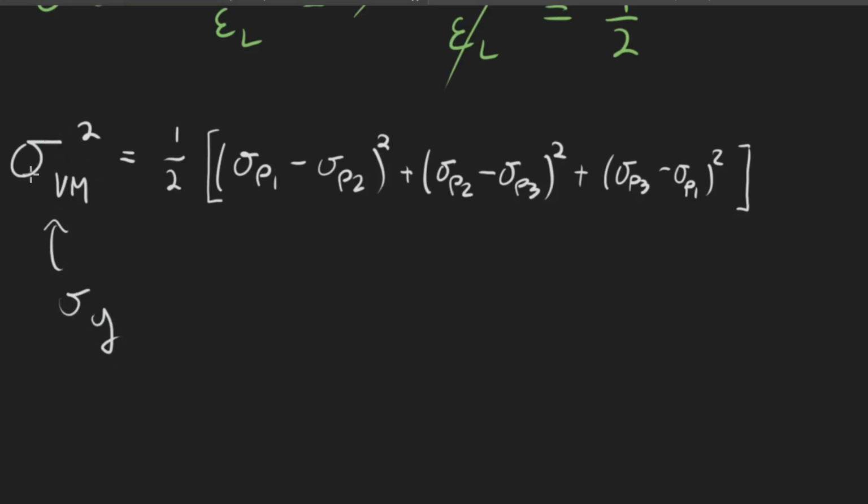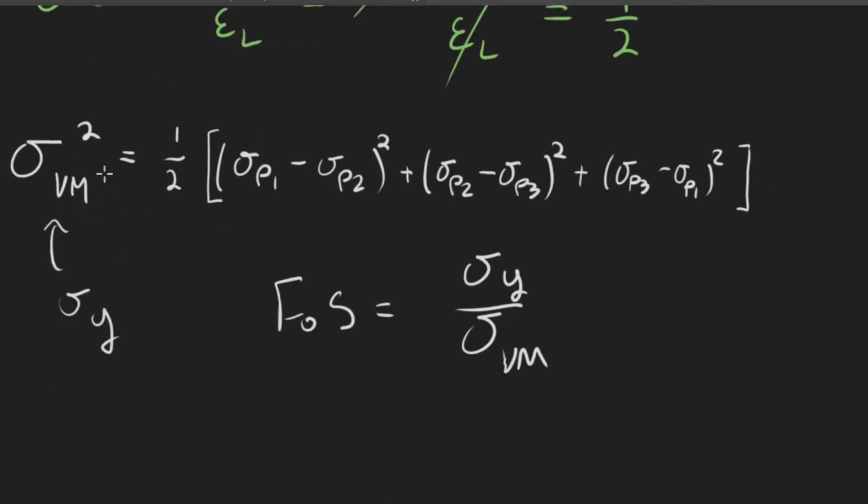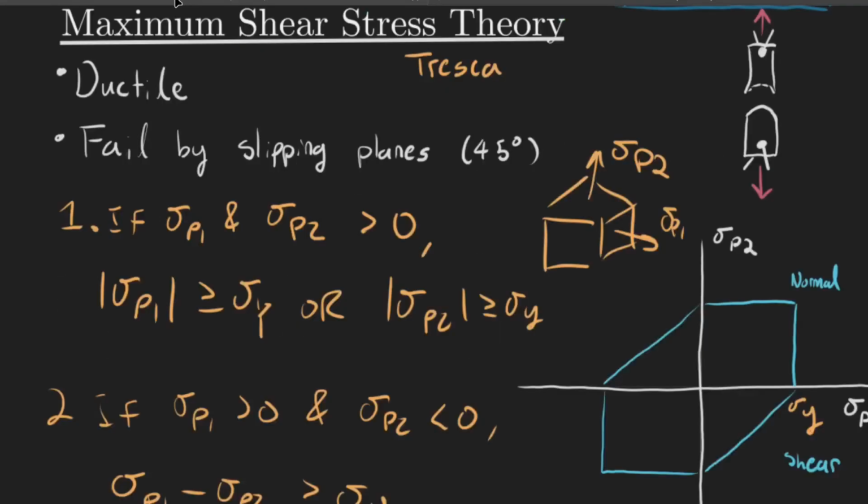So basically, if this von Mises equivalent stress is greater than yielding, then we're going to say that we have failure. In other words, our factor of safety is just going to be sigma yielding divided by our von Mises equivalent stress. And now going way back up here to our shear stress theory from earlier, it turns out that if you plot this equation, it's actually the equation of an ellipse.